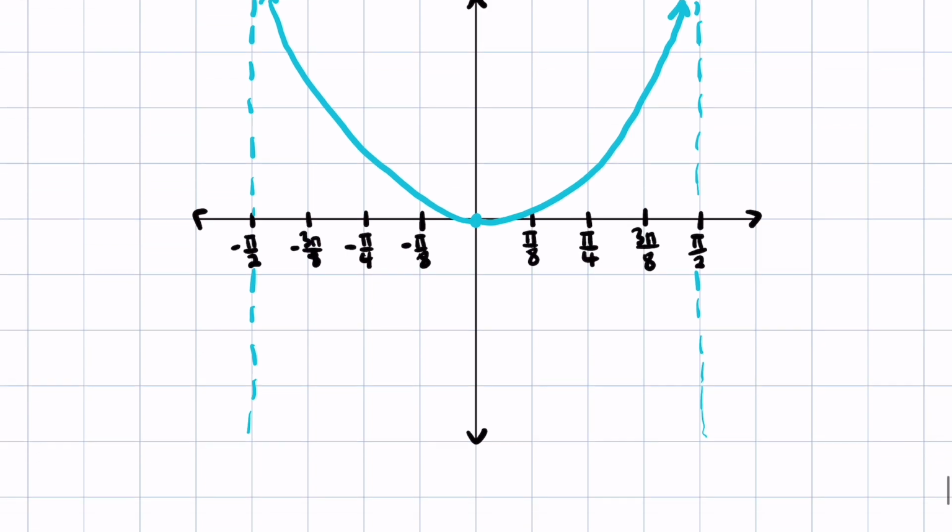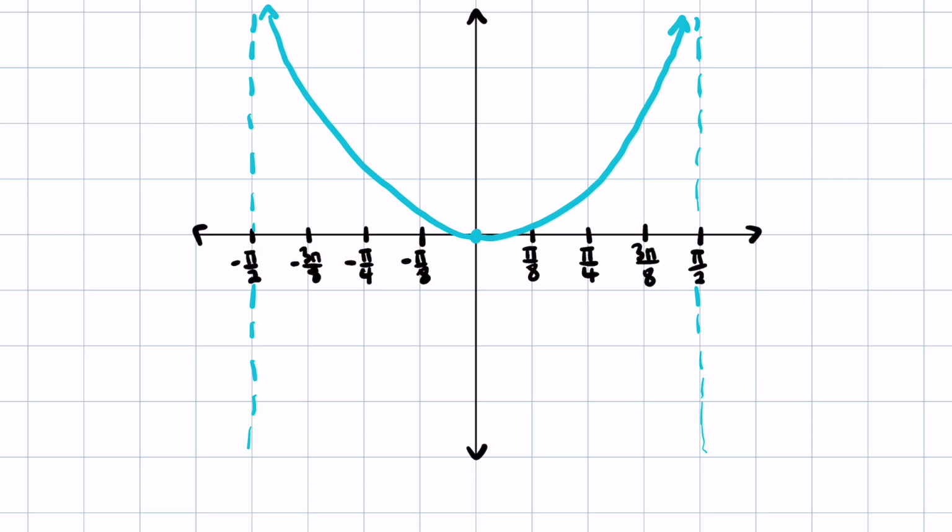So yeah, it's a lot of steps, but this is definitely a useful skill to have and something that's tested often in calculus courses.